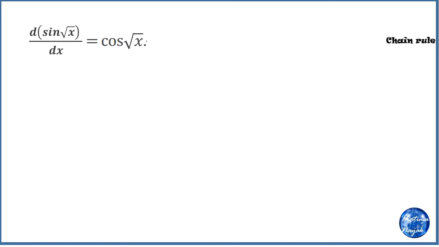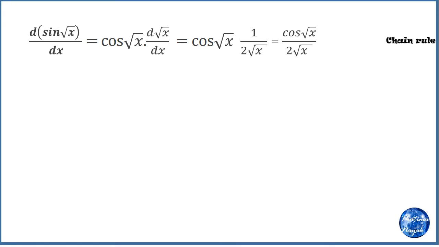Cos root x multiplies derivative of root x. And we have learnt what is the derivative of root x. It will be 1 by 2 root x. So simplify this. The answer will be cos root x by 2 root x.